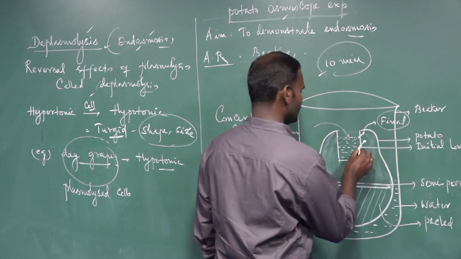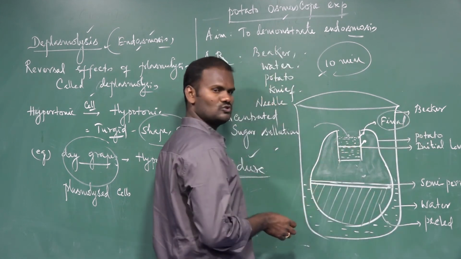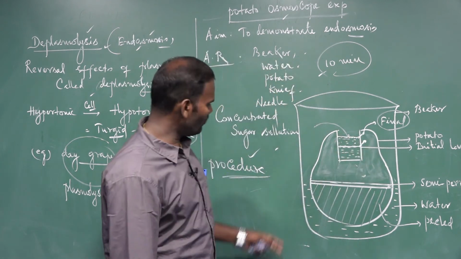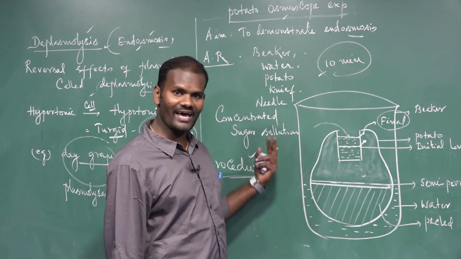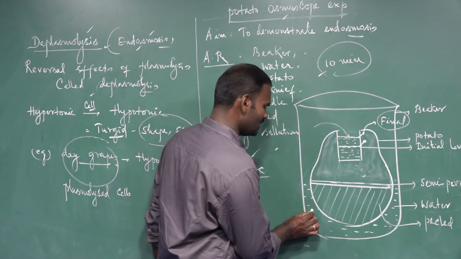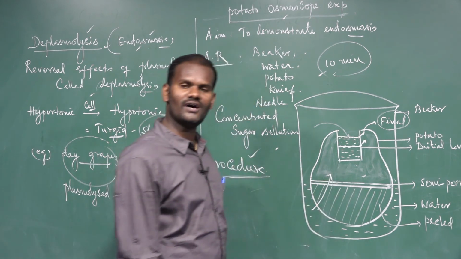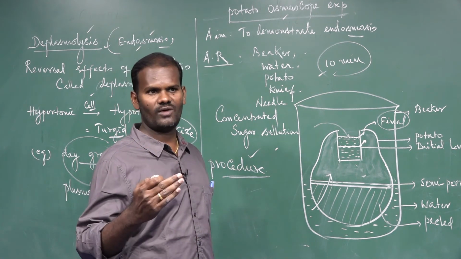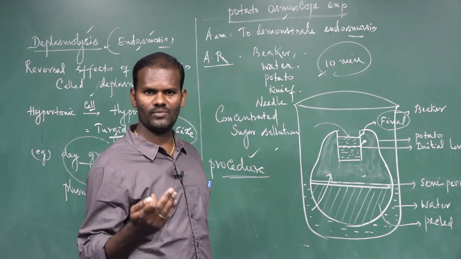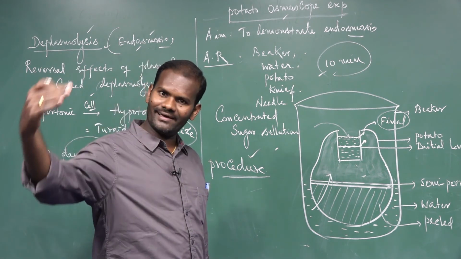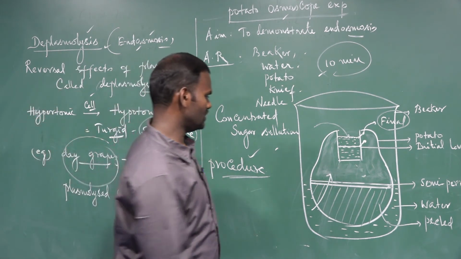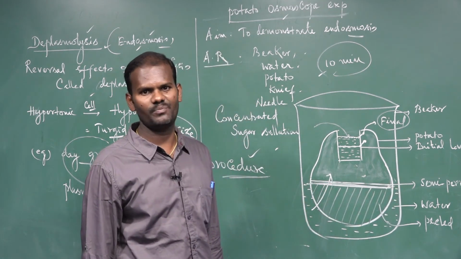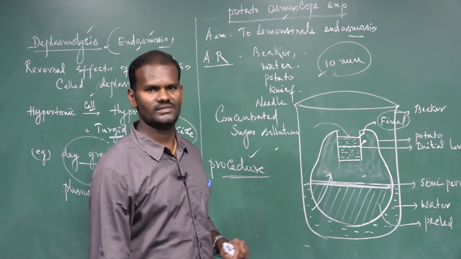Final stage. It's the initial stages of the concentrated sugar solution. It is a final stage. What will happen? The movement of water molecules takes place from where to where? From the beaker into the cells because of osmosis. So we know that osmosis is the movement of water molecules, or any other solvent molecules, from the region of its higher concentration to the region of its lower concentration through a semi-permeable membrane. That is a barrier, the semi-permeable membrane. That is a regular osmosis.